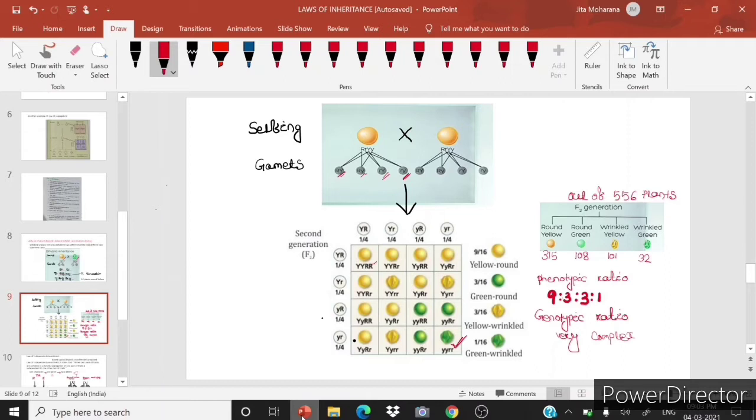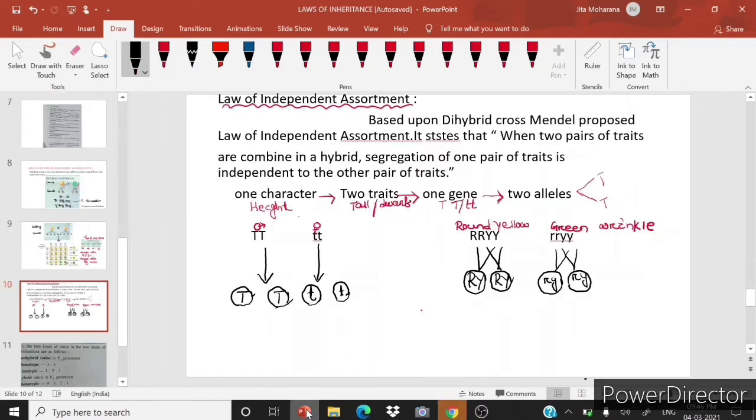Here is some additional information, if you want to remember it: in the dihybrid cross in the F2 generation, out of 556 plants, 315 plants were round yellow, 105 plants were with round green seed, 101 plants were with wrinkled yellow seed, and only 32 plants were with wrinkled green seed. So next is the law of independent assortment.